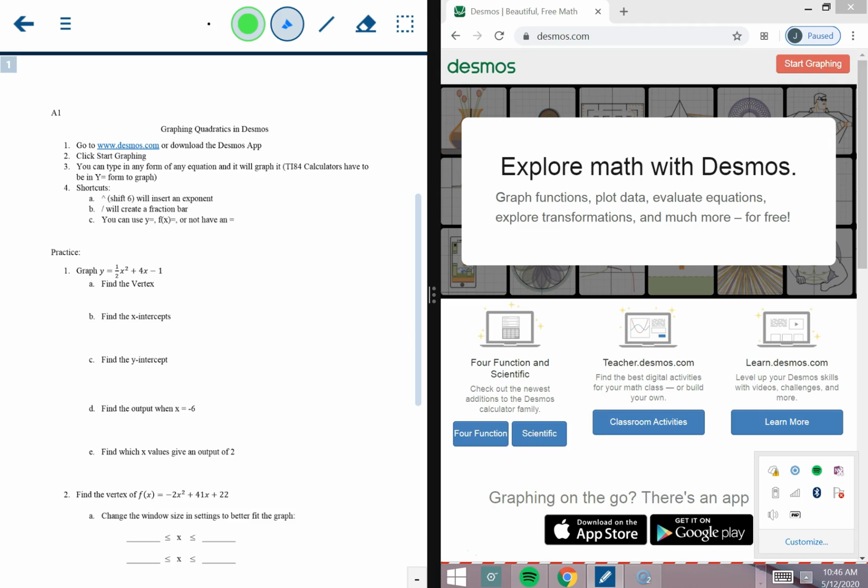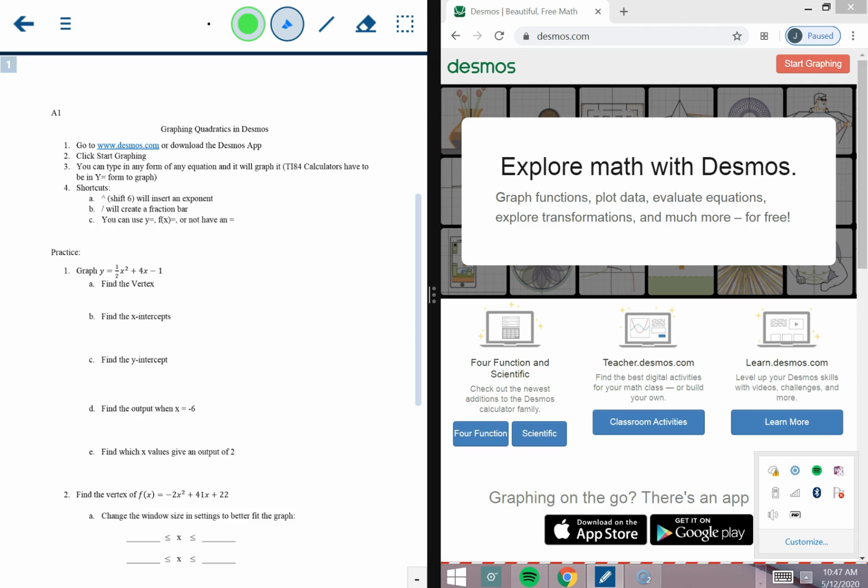Okay, so now we're going to talk about graphing quadratics and graphing in general using this program called Desmos. This is a great program to use. It's basically a graphing calculator app. It does a lot more though. Your graphing calculators, your TI-84s or 83s or whatever version you have, can also do all this stuff as well. But since I know not all of you have a graphing calculator, we're going to use Desmos for this.